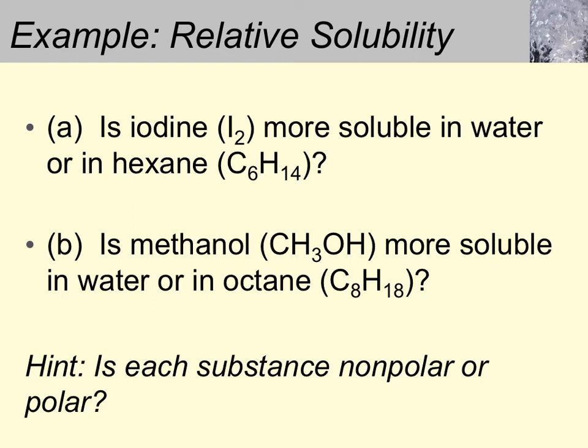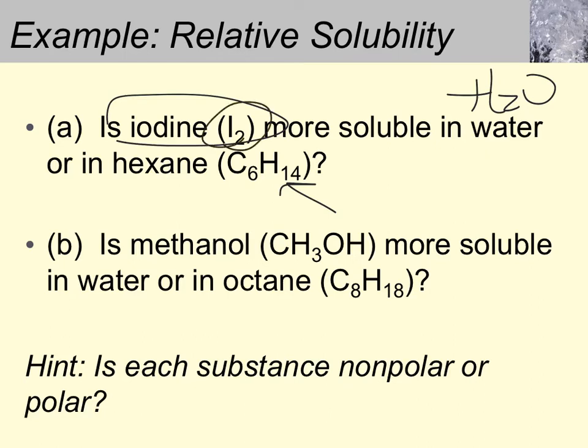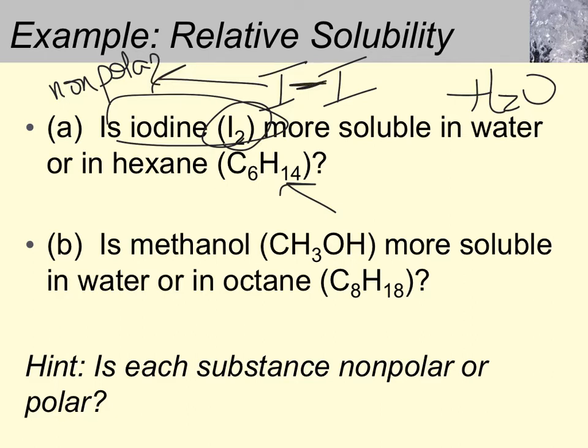All right, so is iodine, which is one of our diatomics, more soluble in water or in a compound called hexane? Well, when you're trying to decide solubility, you need to look at the polarity. Remember, like dissolves like. Is iodine polar? I'm hoping at this point you're able to say that it's totally nonpolar, as are all diatomics. This is not a polar bond. The electronegativities of the two iodines are identical. So it's nonpolar.